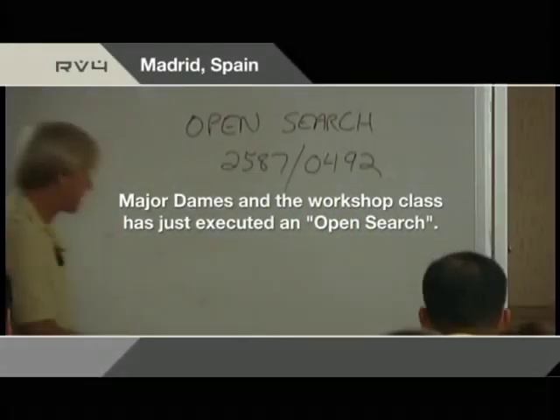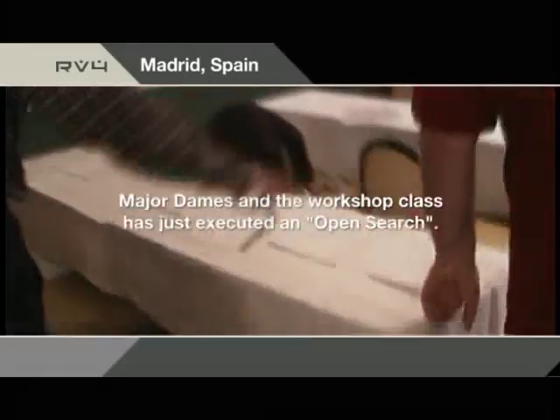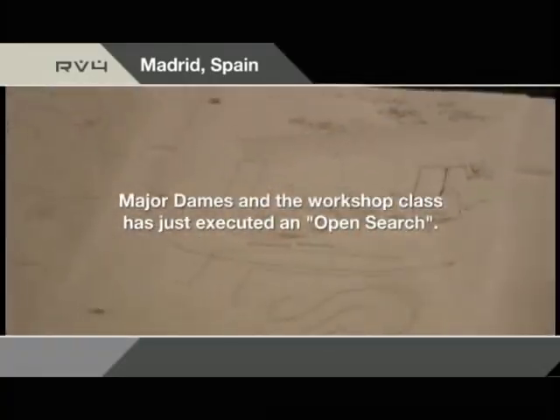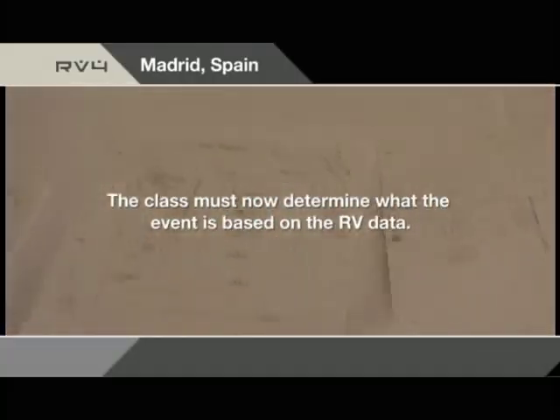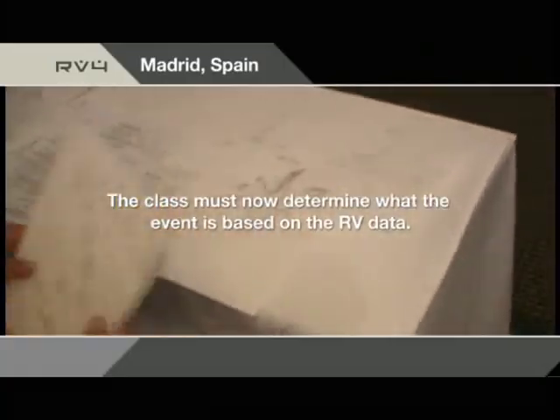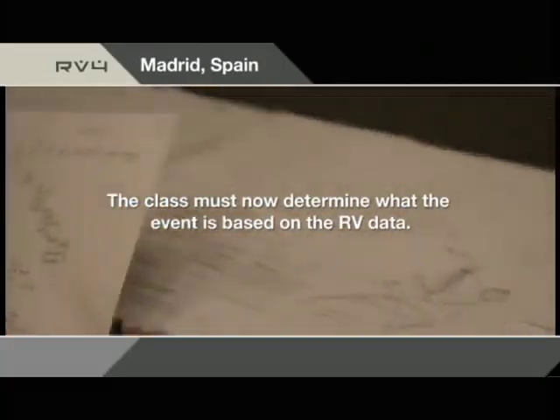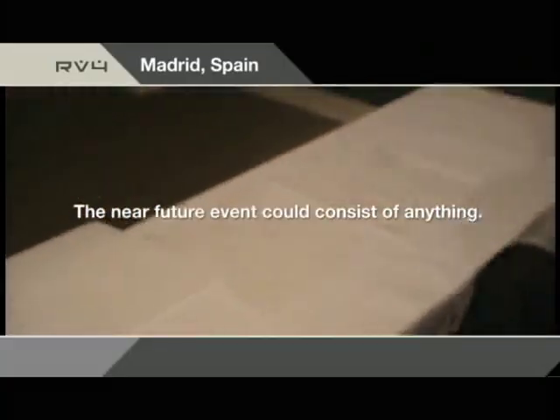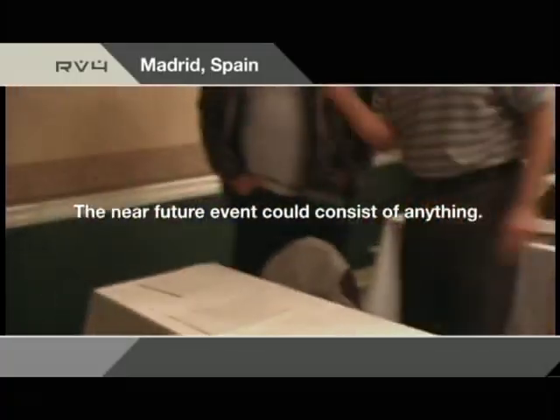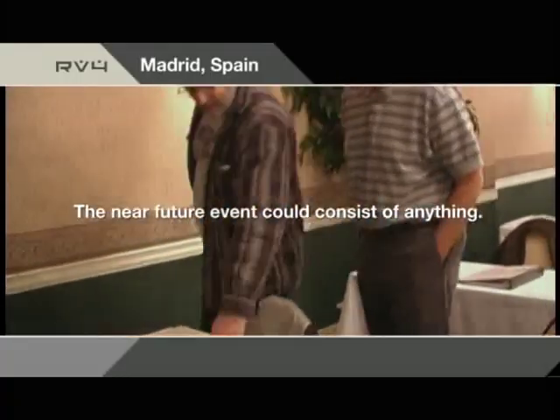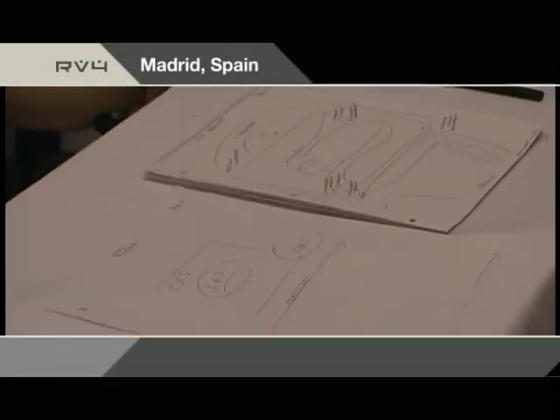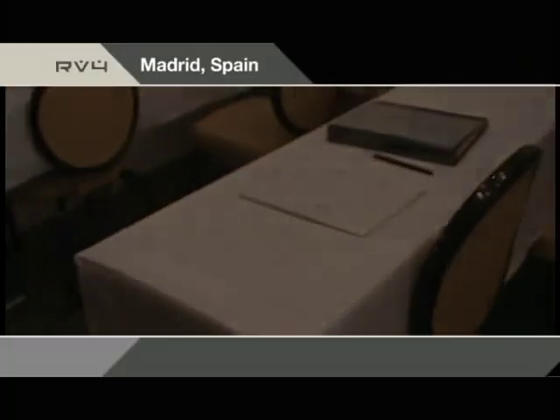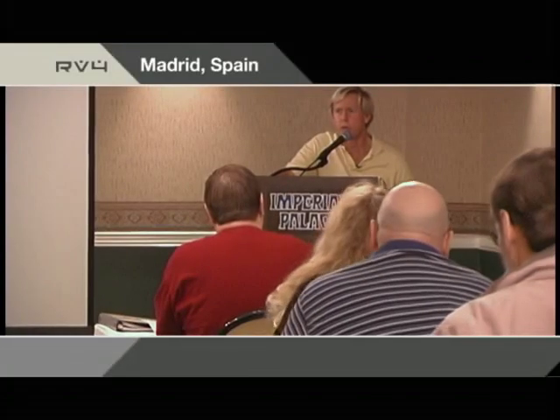Major Dames and the RV4 workshop class have executed an open search remote viewing target. Since an open search usually provides a newsworthy event in the near future, the class must now determine what the event is based on the RV data. The near future event could consist of anything. Analysis of the RV data for this type of target is extremely difficult and usually requires many sessions to conclusively determine the future event. Obviously, most of the time it's going to be a place.